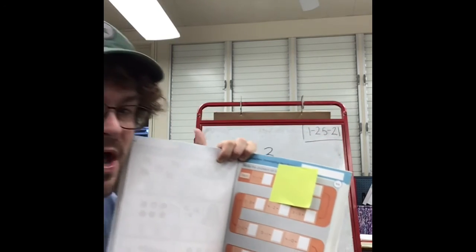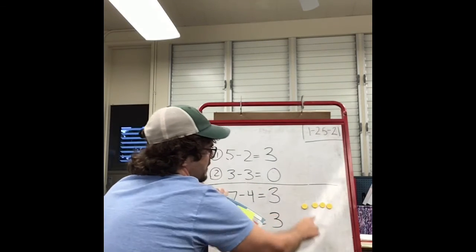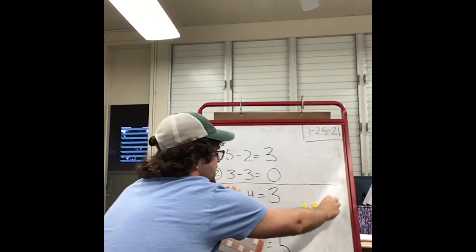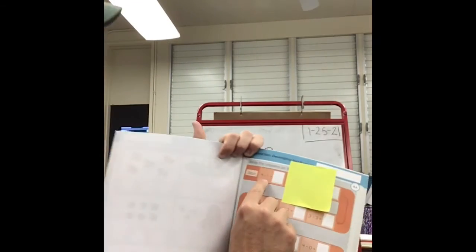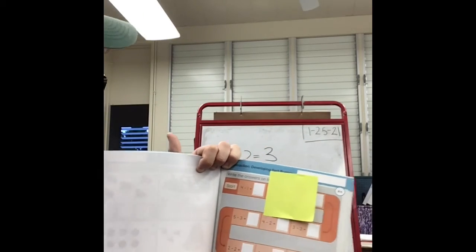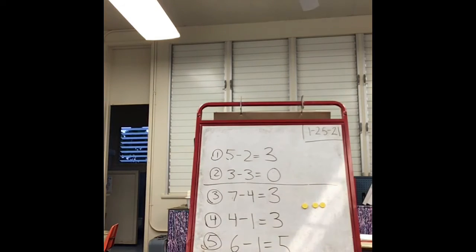So get out your little counters like these, put out your 4, and then take away 1, and that's going to be your answer. So you're going to write a little 3 right there. 1, 2, 3. One of the things that you can do, hang on, I gotta get a pencil for this.